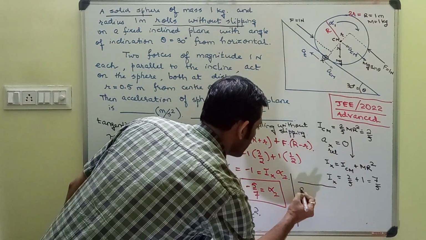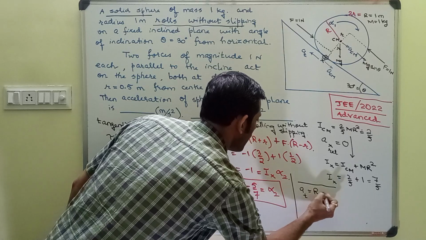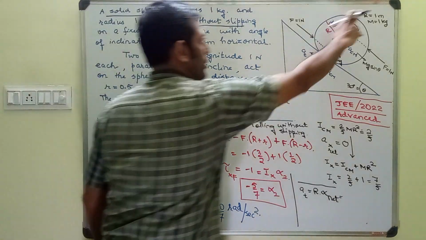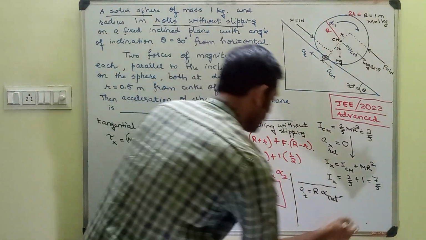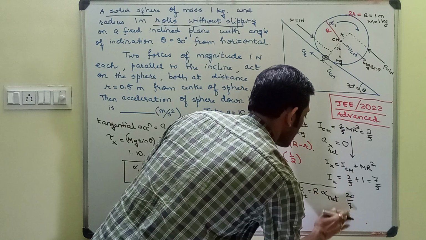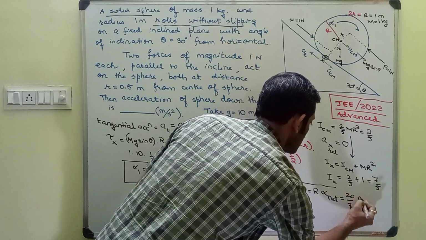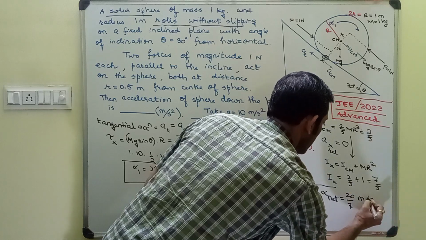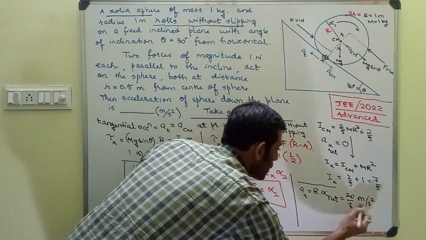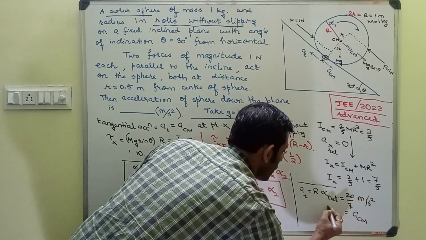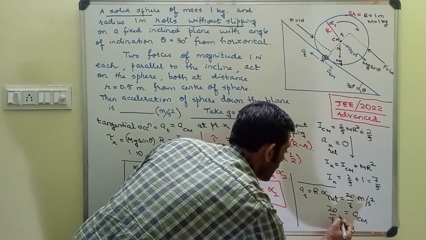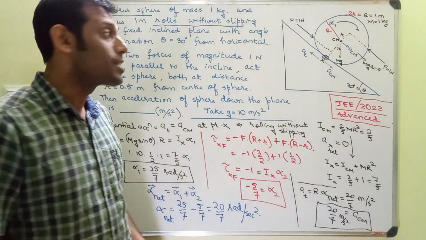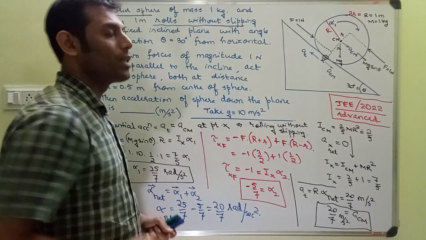So therefore, let's say we solve here. AT is equal to capital R into alpha net, and capital R is equal to 1 meter. Here it is equal to 1 meter. Again, therefore, equal to 20 by 7. This is going to be equal to 20 by 7 meter per second square, and therefore this is going to be equal to the acceleration of the center of mass, 20 by 7 meter per second square. This is the answer of this question, and the reason is pure rolling, rolls without slipping.